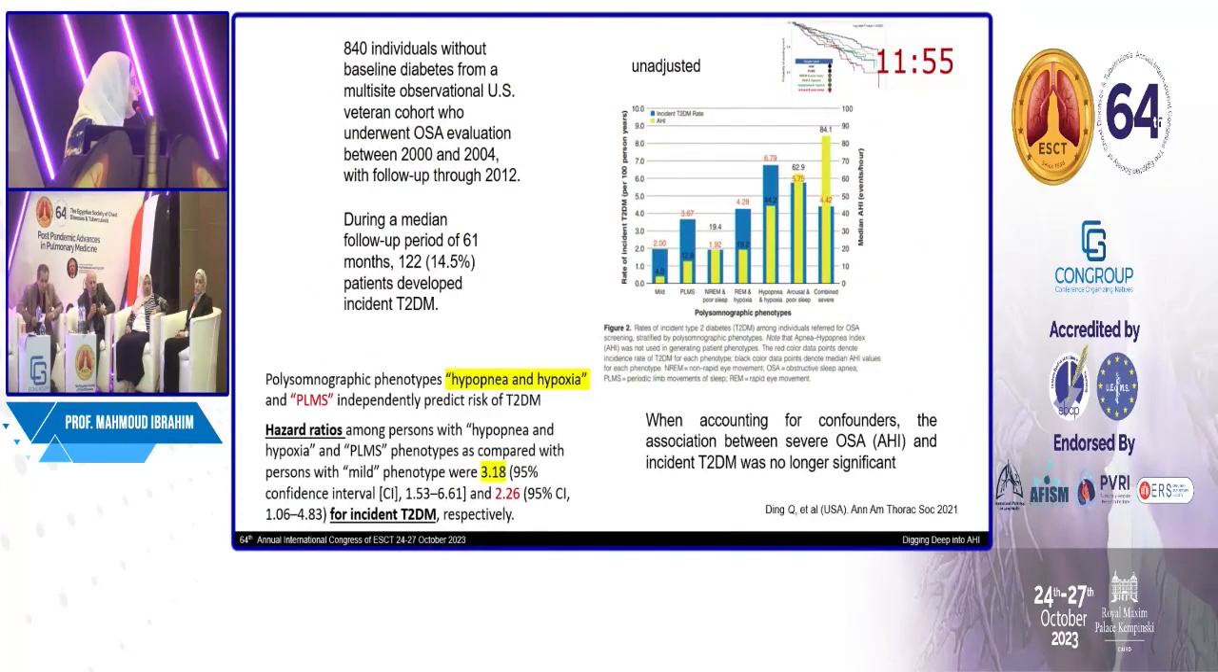Even if you look here at this curve, the black numbers are those who have apnea-hypopnea index, and the red ones are those attributed to the hypoxia, hypopnea, and the periodic leg movement, showing that the incidence of diabetes mellitus is more related to the hypoxia rather than the apnea-hypopnea index.